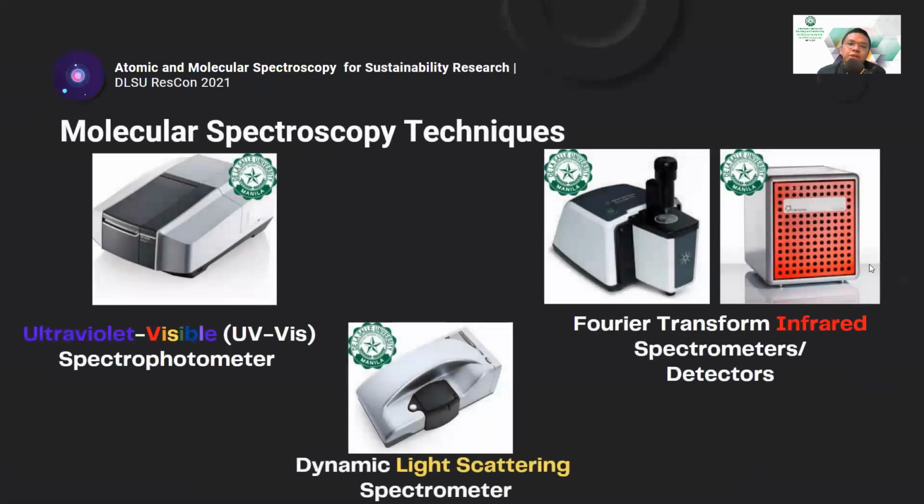Next would be molecular spectroscopy. So as you can see here on the screen, may mga nasa logo. It means that meron po tayo ng mga makinang to dito sa CIF. So just, again, send us an email if you need these services.